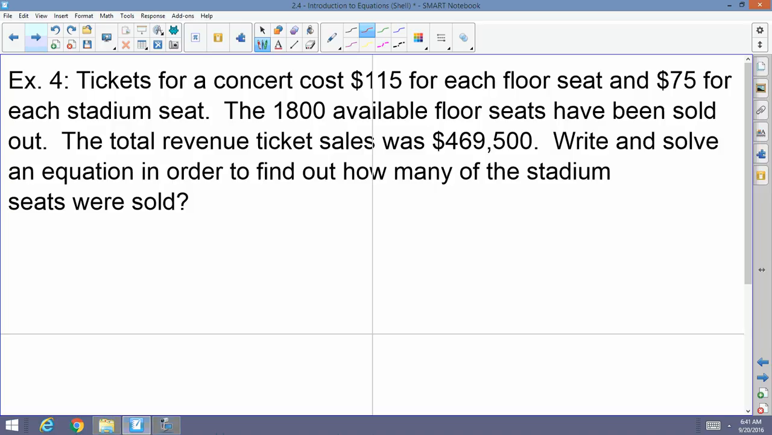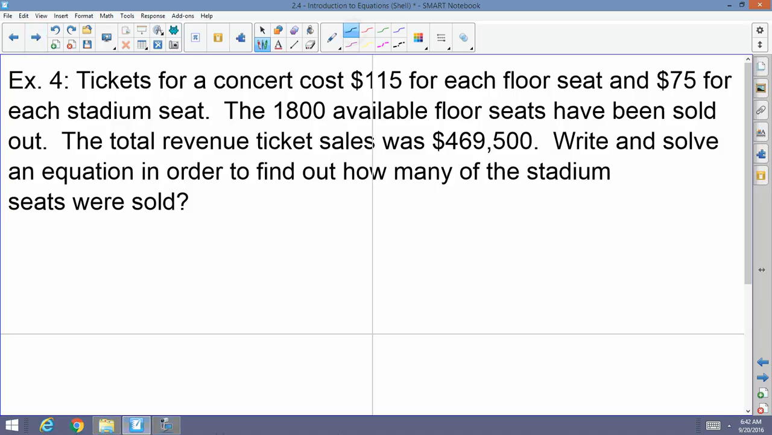Tickets for a concert cost $115 for each floor seat and $75 for each stadium seat. The 1,800 available floor seats have been sold out. The total revenue from ticket sales was $469,500. Write and solve an equation in order to find out how many of the stadium seats were sold.